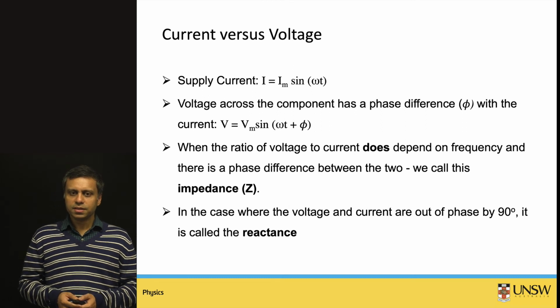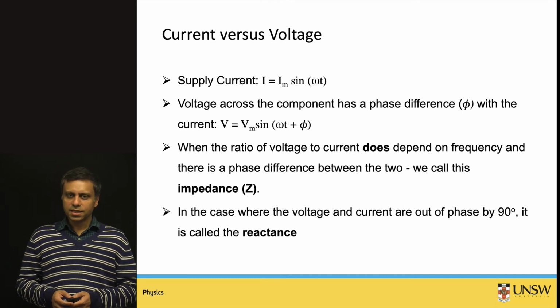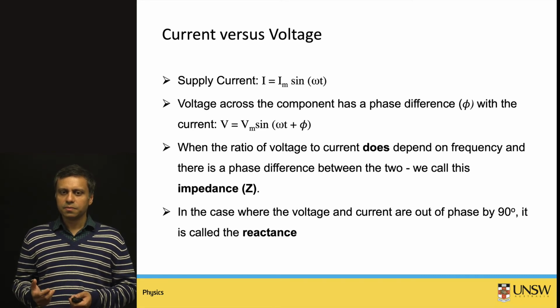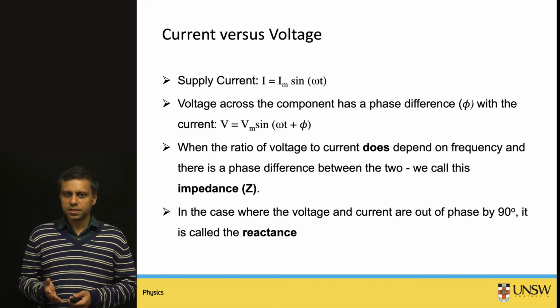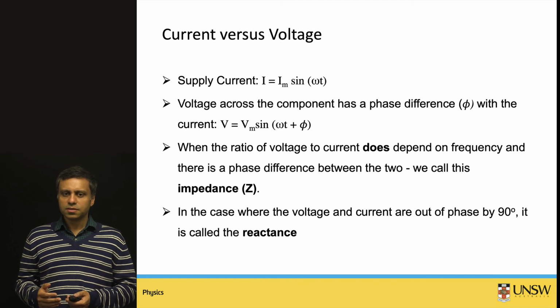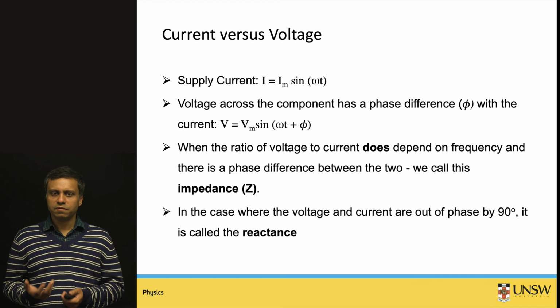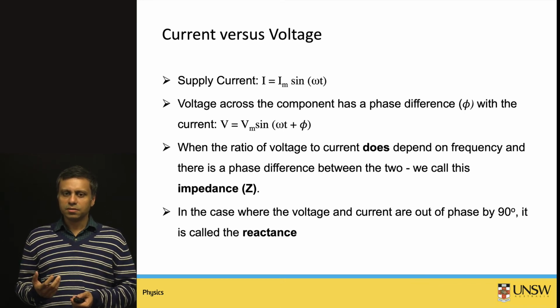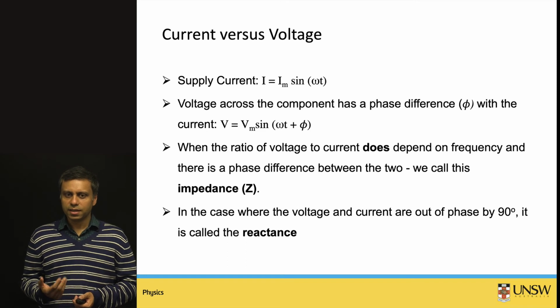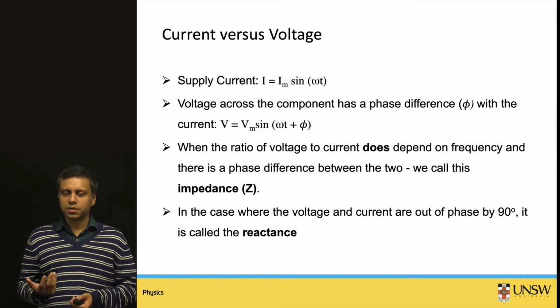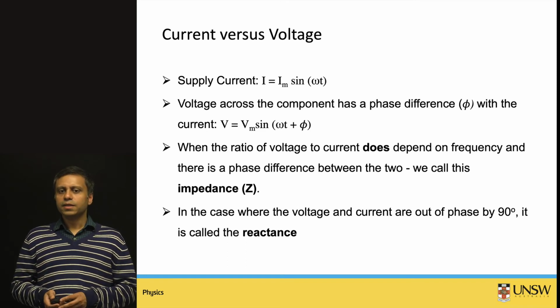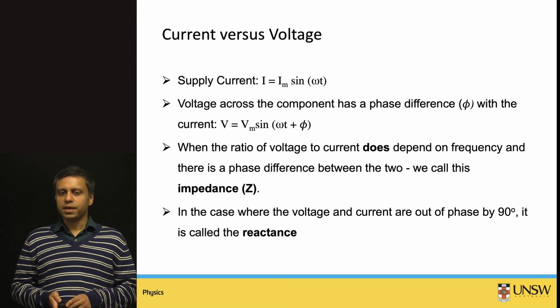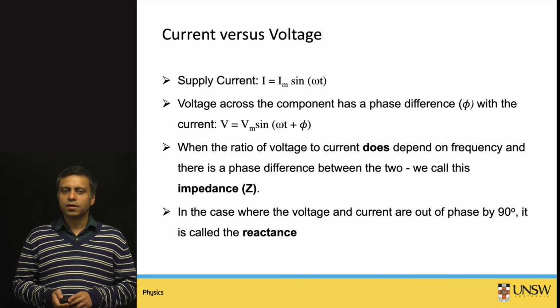So what is the impedance? Impedance is V over I, but V and I are both AC currents and voltages now, with the expressions that we just showed. So this is called impedance as opposed to resistance. We have looked at resistance as simply V over I, the DC components, but now we talk about impedance, and there is a phase difference between the current and voltage. In the case where the voltage and current are out of phase by 90 degrees, it is called a reactance.